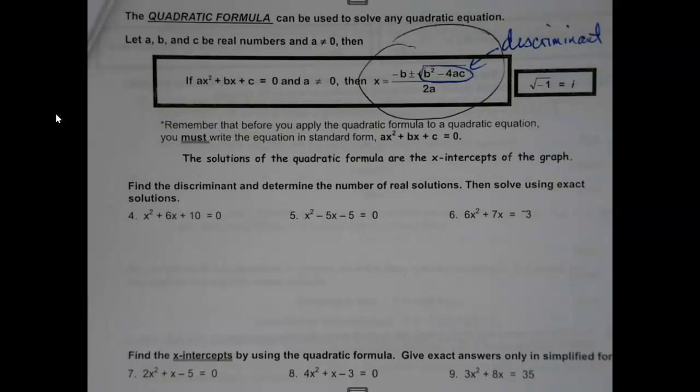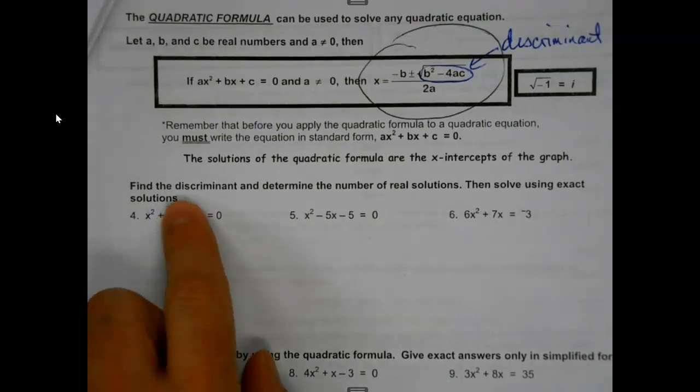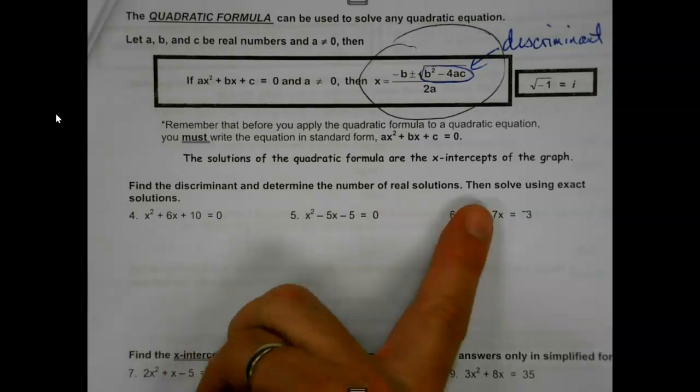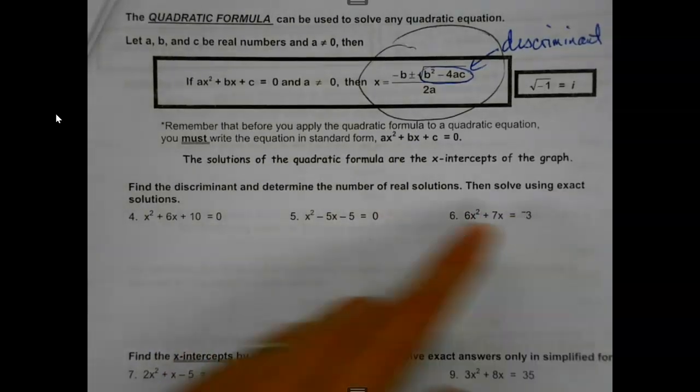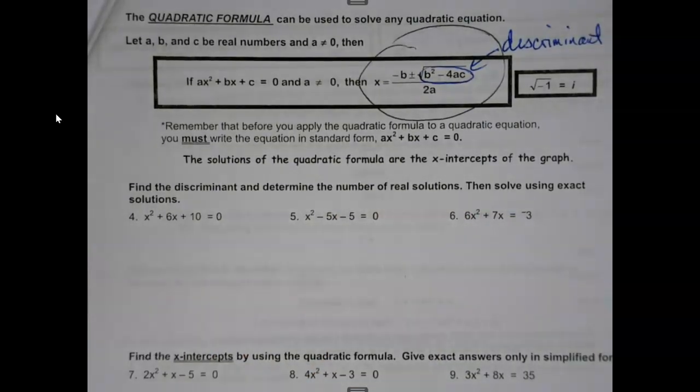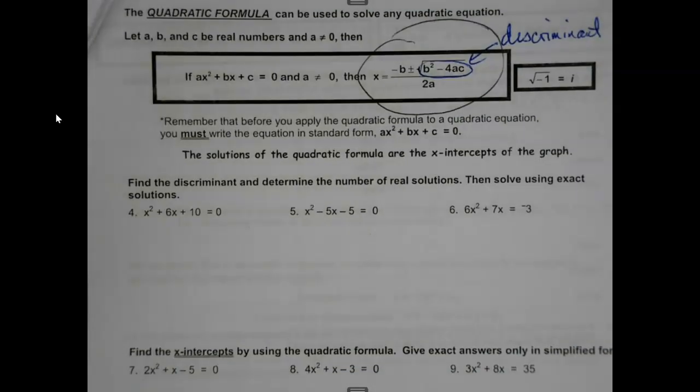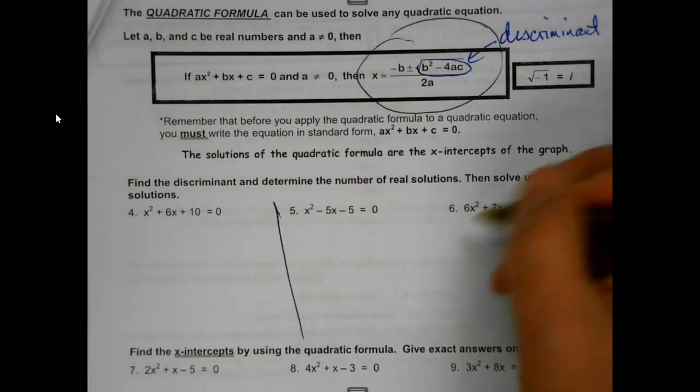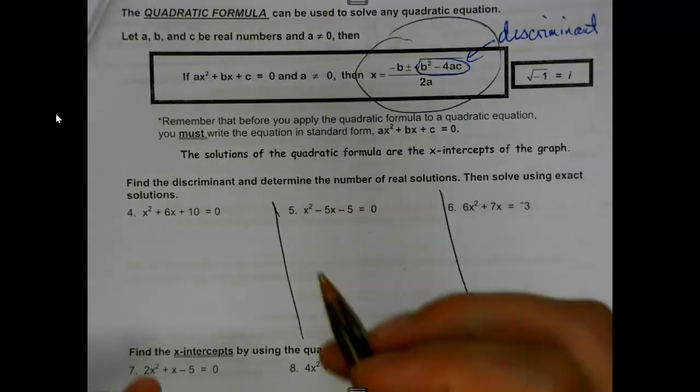So, as I was saying on the other side, and this would be true with your discriminant as well, make sure you are equal to 0 before you start, because if you're not, your values are going to be all messed up, and it's not going to be good. So, find the discriminant, determine the number of real solutions, then solve using exact solutions. In other words, don't give me decimals. So, let's play around a little bit here.